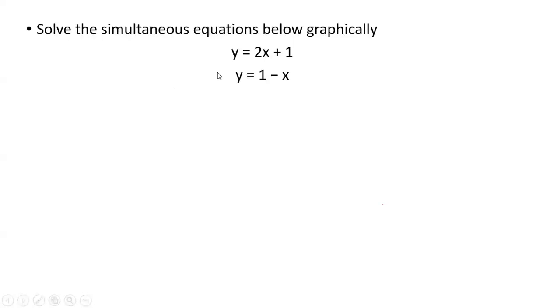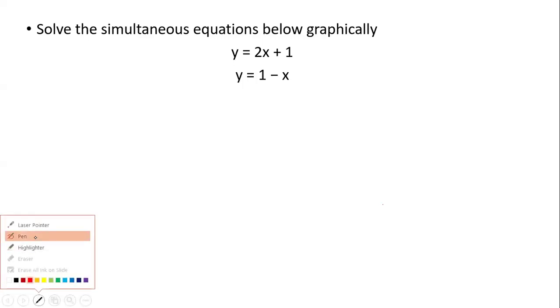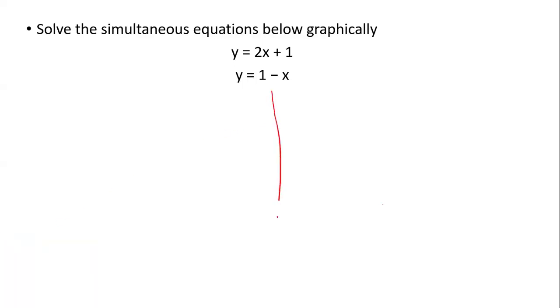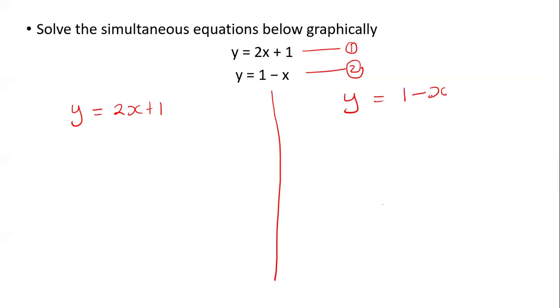Now, when we are graphing, we have this particular equation. What do we need to do? When we are going to deal with the graphical approach, you know very well that under simultaneous equations, we have two equations. This is our first equation, and this is the second equation. So what are we going to do? We are going to create a table for both equations. I'm going to create the first table for my first equation, which is y is equal to x plus 1. And also I'm going to create another table for y equals 1 minus x.